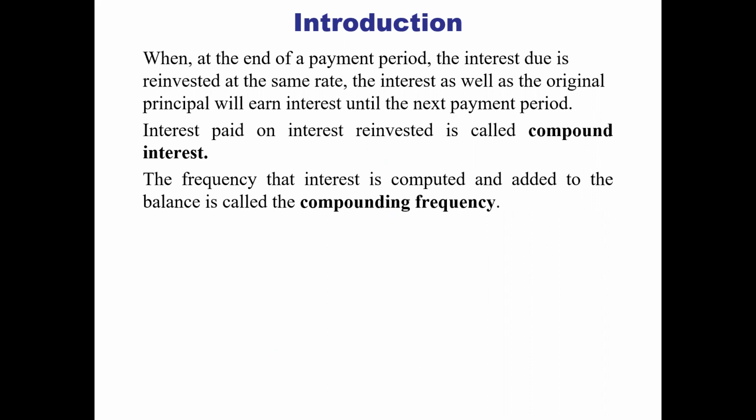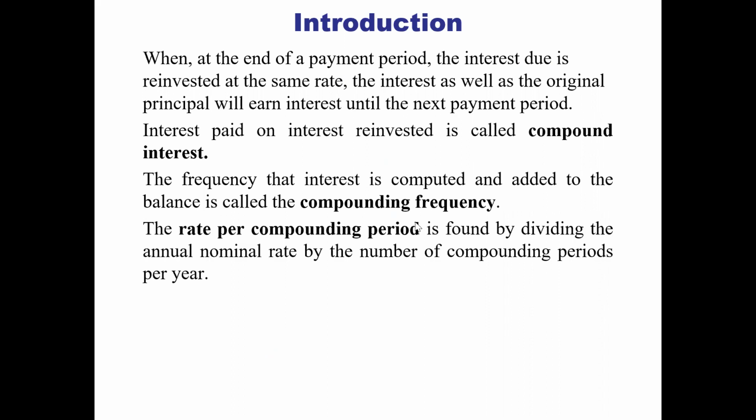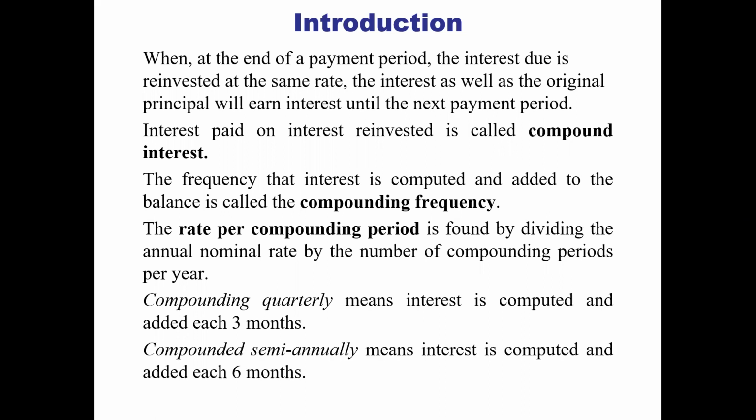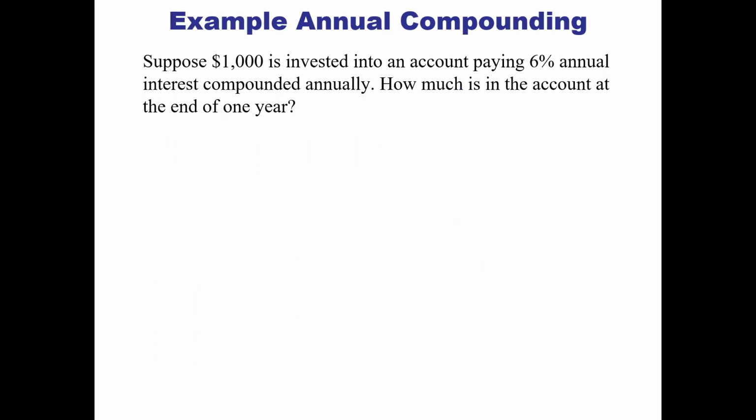Now, the frequency that interest is computed and added to the balance is called the compounding frequency. The rate per compounding period is found by dividing the annual nominal rate by the number of compounding periods per year. Compounding quarterly means interest is computed and added each 3 months. Semi-annually means interest is computed and added each 6 months. And there's daily and other ones as well. Daily would be 365 or 360, depending on the bank. And monthly would be 12 times.